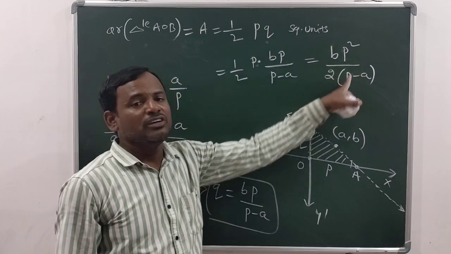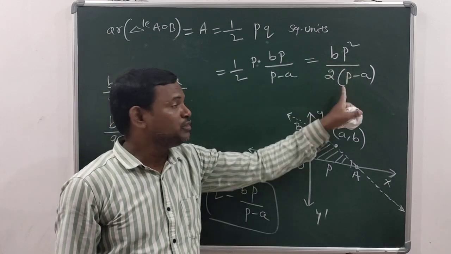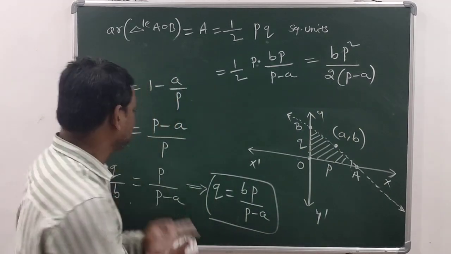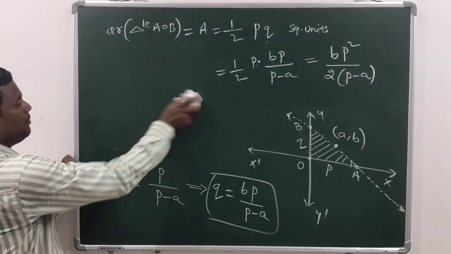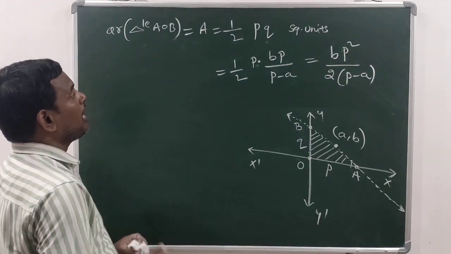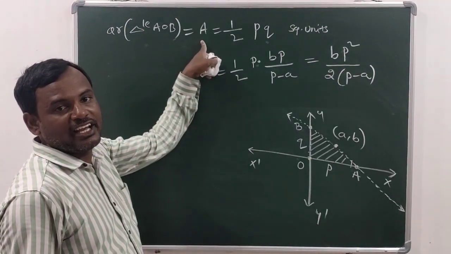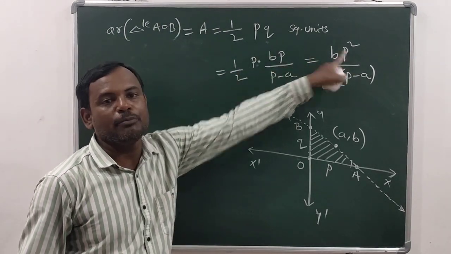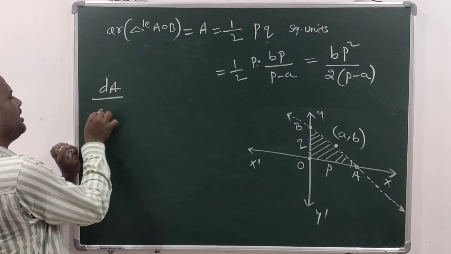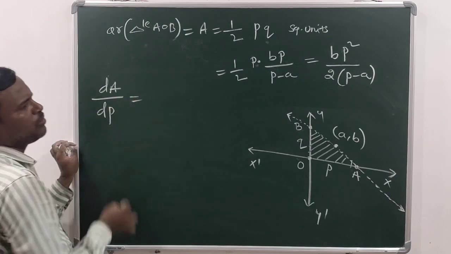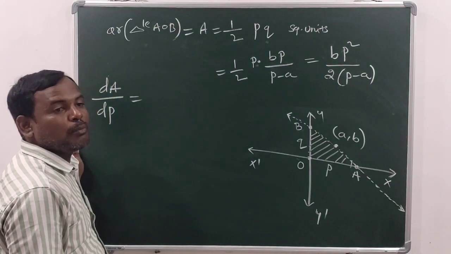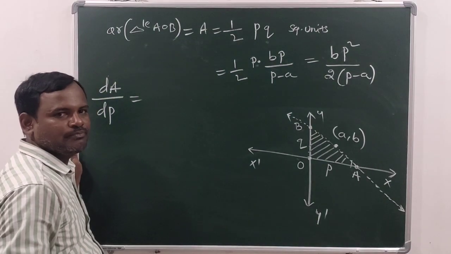Okay, so in the next step we should make this area as minimum. We need minimum area. So for that, what I am doing here, I am differentiating this area function with respect to a variable p. Now that is dA by dP, which is equal to, now it is looking like u by v, no? Now apply the u by v rule.